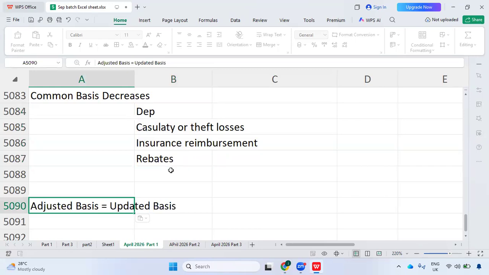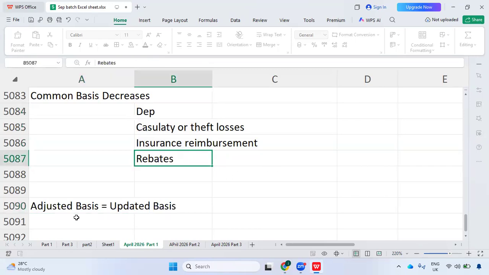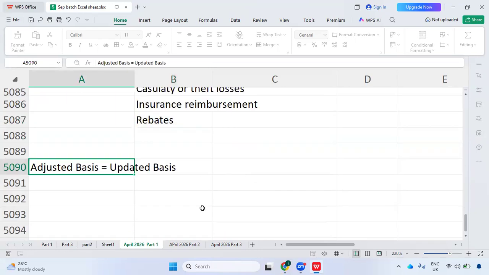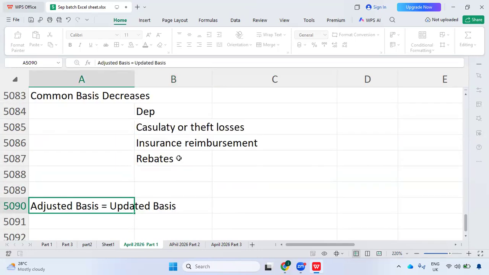Sir, a rebate is a subsidy, right? Yes. Okay. Adjusted basis is nothing but the updated basis. For the calculation of capital gain, we require the adjusted basis, not the actual basis. Basis is the amount we invested to purchase the property. Some items will increase the basis and some will decrease it. The updated basis, year on year, will increase or decrease, but no matter what, we require the updated basis to calculate the capital gain, so we call it the adjusted basis.